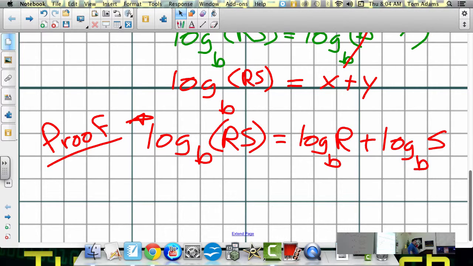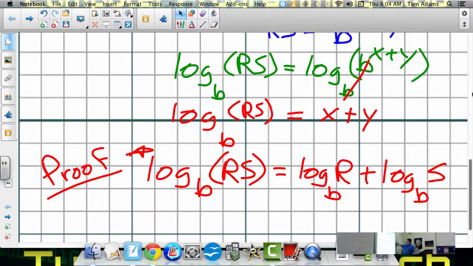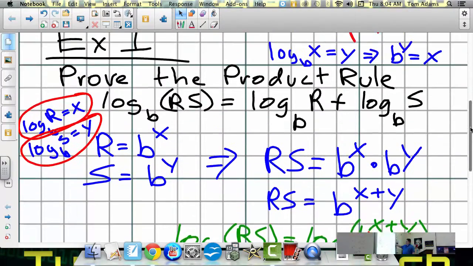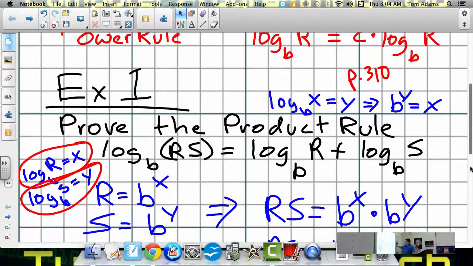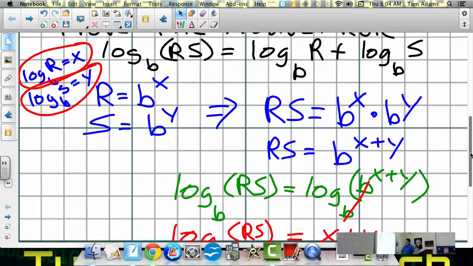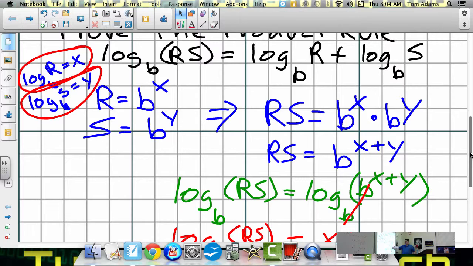And if we were to do something similar for the other two proofs, we get the same exact answer. In fact, if we were to do the quotient rule, in other words, we had R divided by S, it would be X minus Y, and that's where you get the quotient rule from. And then if we were to do the power of a power, you would see that that becomes a scalar.